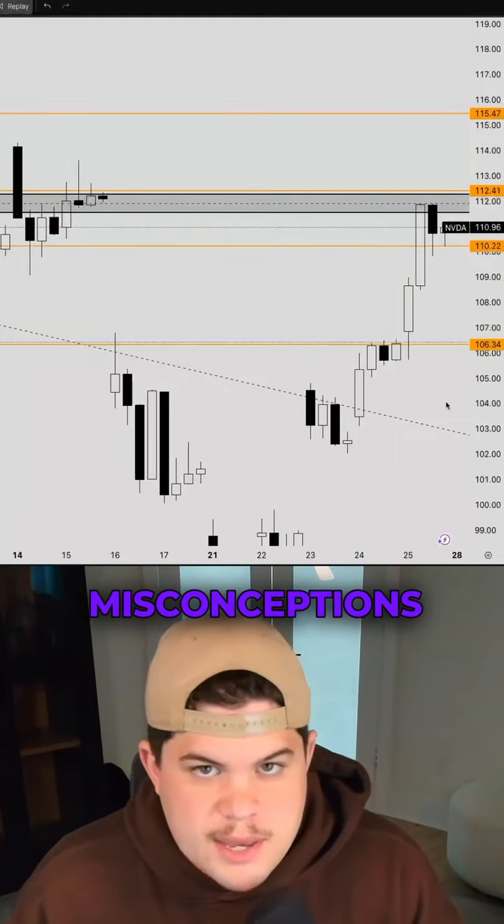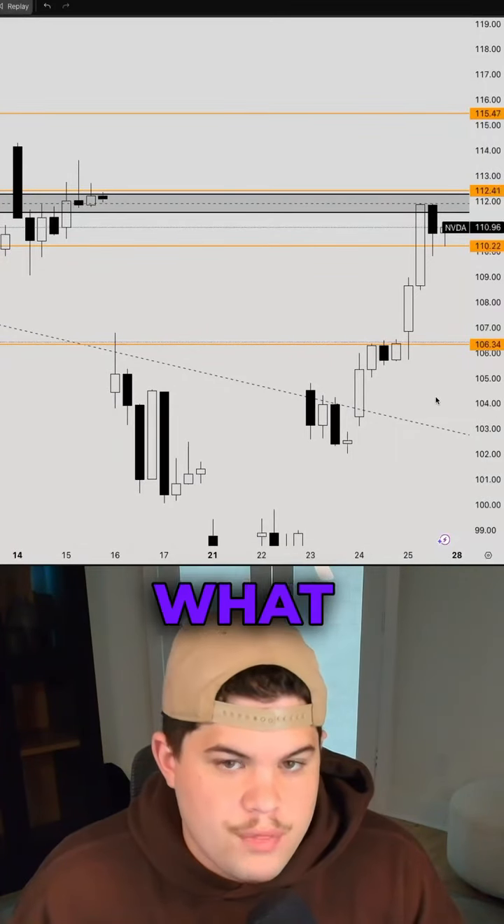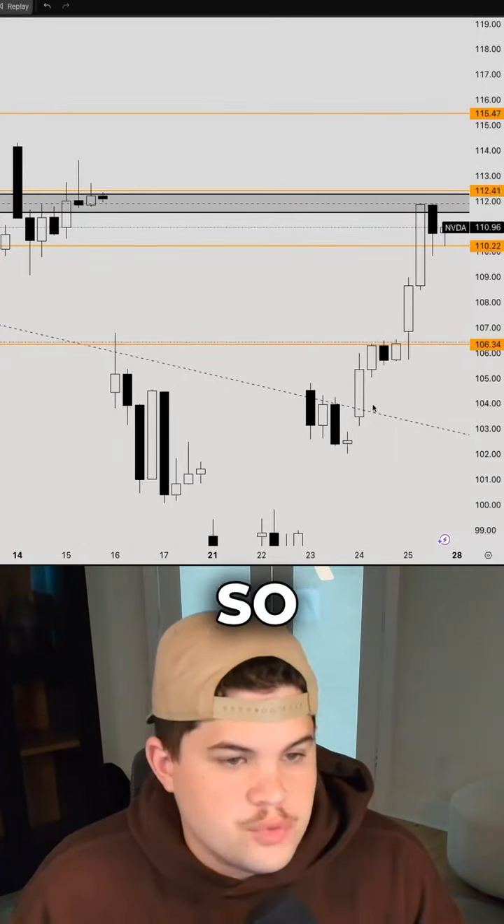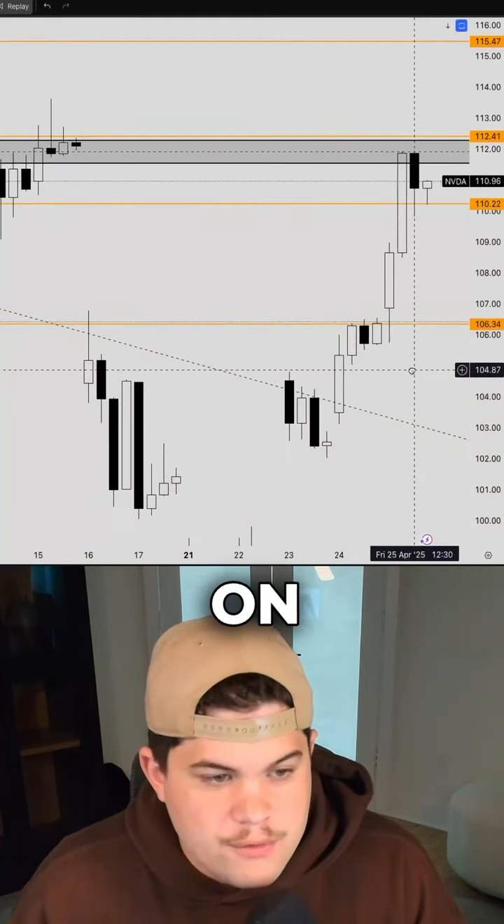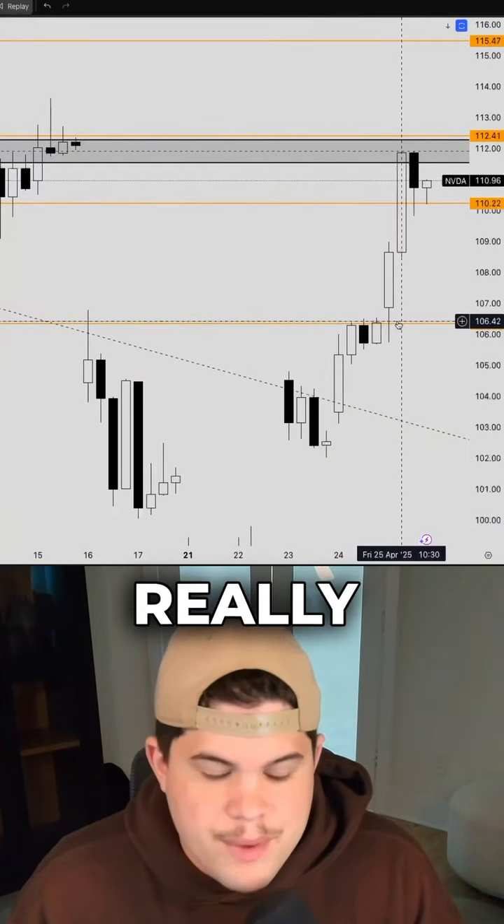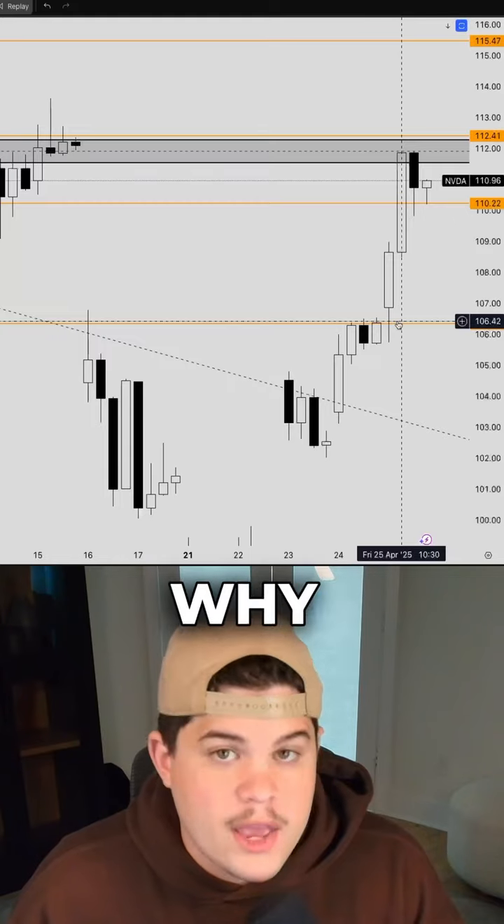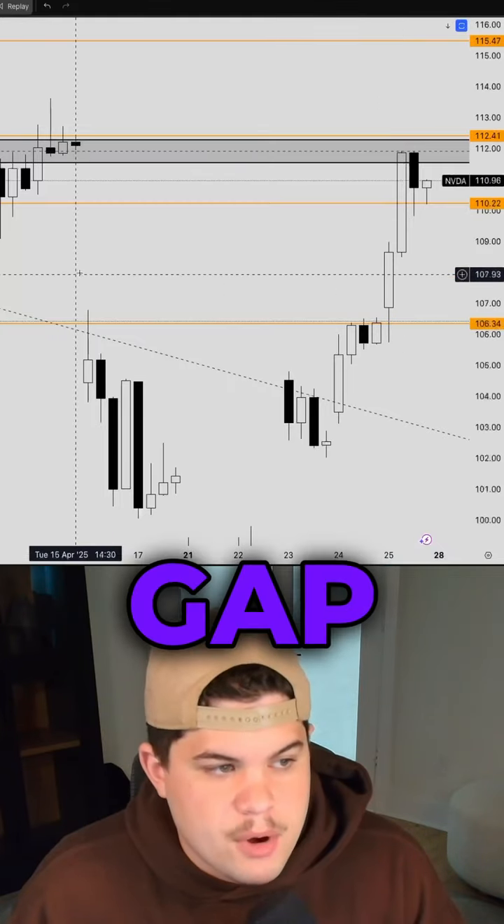One of the biggest misconceptions in trading is gap fills and what they really mean and what they really do. So when you look at this chart on NVIDIA, you can see on Friday that we got above 106.4. And it doesn't really matter when this was. It'll give you an example of why you need to look for these things, right? So you have a gap to the upside, which you filled.